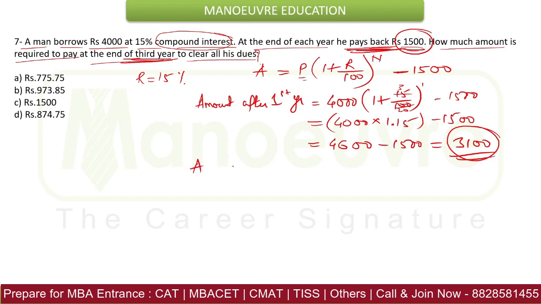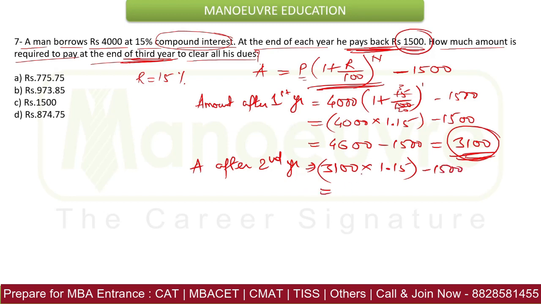Now similarly we can find the amount at the end of second year. So here P will be equal to 3100 into 1 plus R by 100, that value will be reduced to 1.15, and minus 1500. So that will be equal to 3565 minus 1500. So it will be 2065, the amount at the end of second year.